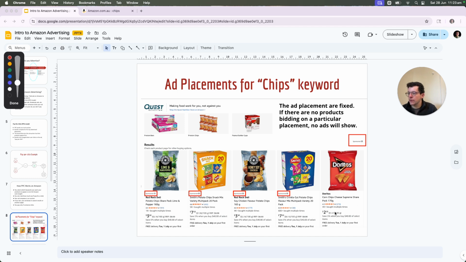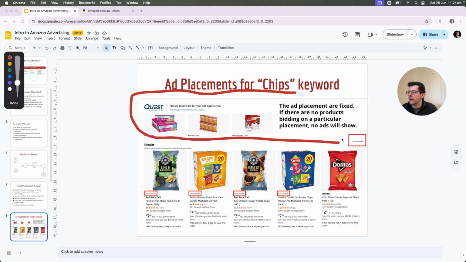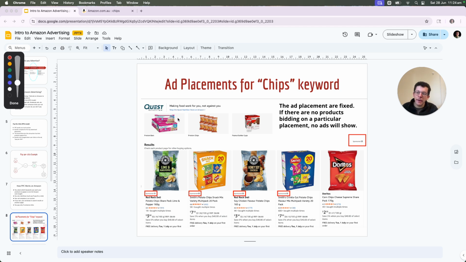Compared to something like Doritos, this is what we call an organic placement. It does not have the note "Sponsored," meaning it's just an organic placement. It's not a paid placement. This banner at the top, the Quest Nutrition banner, again says "Sponsored" over here, meaning it's a paid placement. Quest has created an ad campaign to bid on the keyword, and so that's what that means.